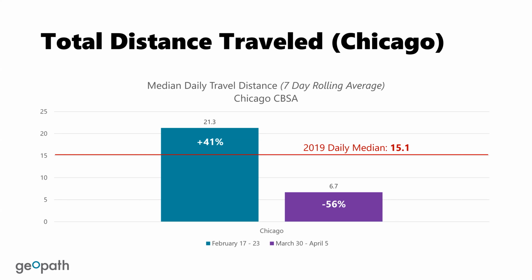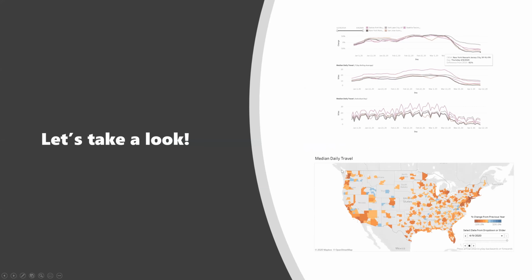So if you look at this red line, the 2019 daily median, or the sort of the average of the miles traveled every day for the population of Chicago, was 15.1 miles. So late February went up to 21.3. Now it's down to 6.7. So there are some fluctuations in every market, up and down, that you'll see when you start opening up this dashboard. So this is an important distinction, that everything is against a baseline from 2019. So let's take a look.